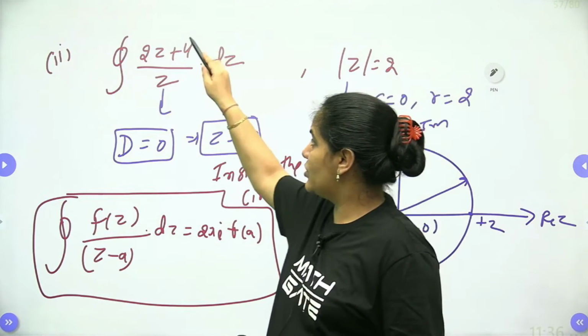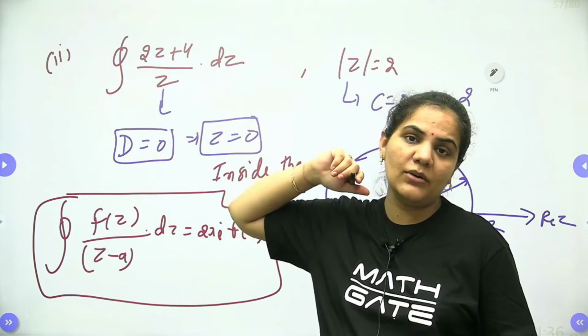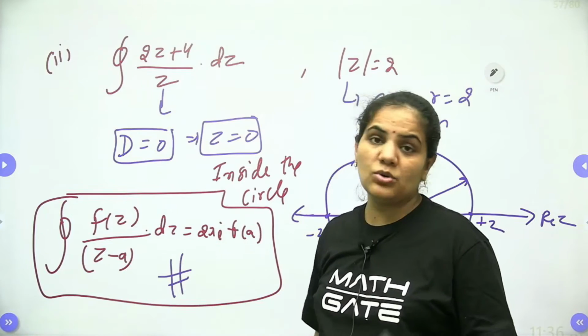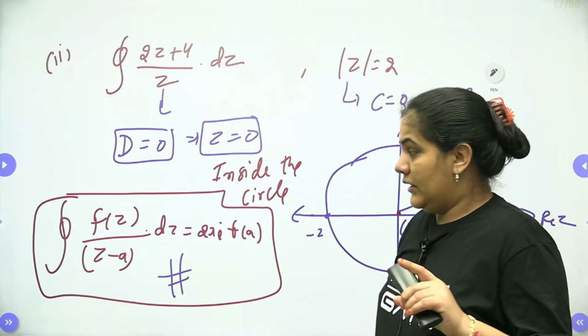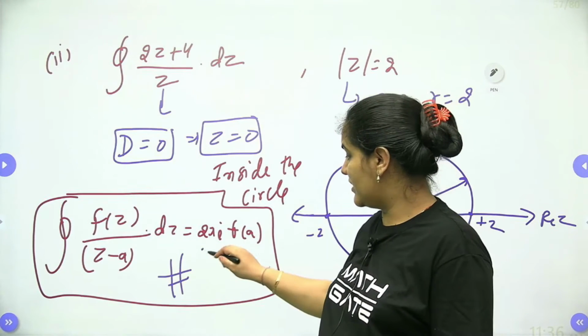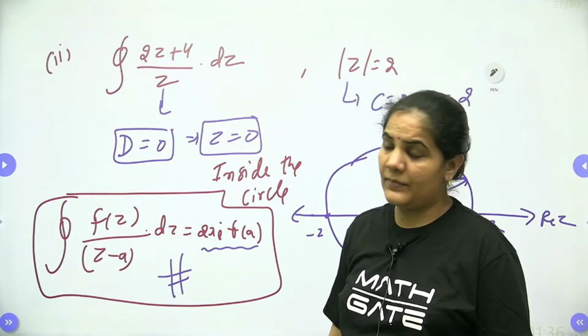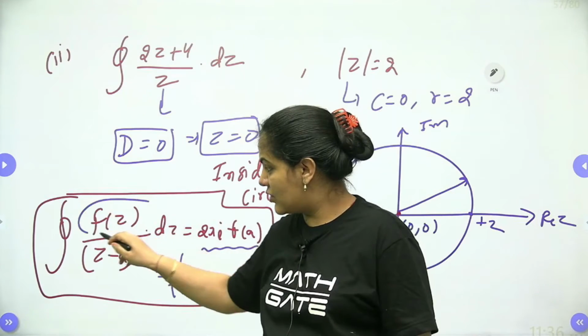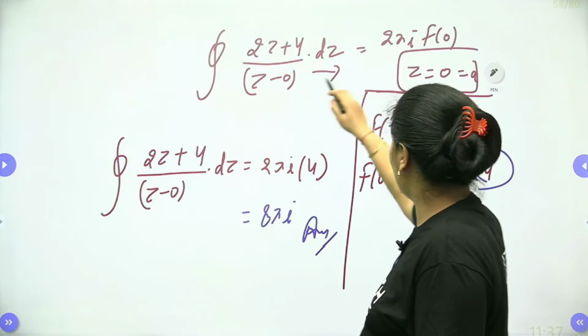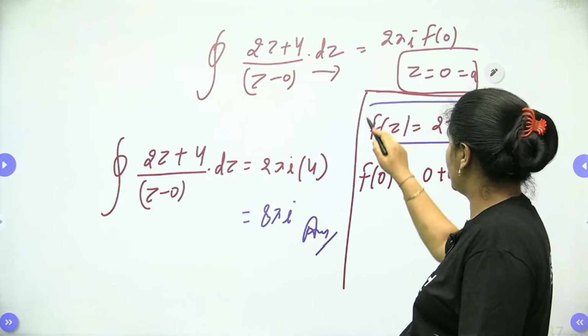So you can see why I'm talking about f(z), because we know very well the form of Cauchy's integral formula is f(z) by (z minus a) dz only, right? And it is always equal to 2 pi iota into f of a. So here we can see f(z) should exist, right? So this is the f(z), dear students. So that's why I write down here f(z) is equal to 2z plus 4.